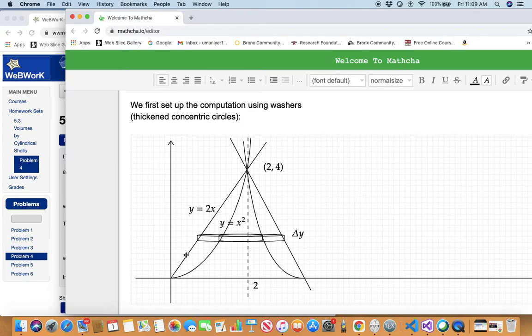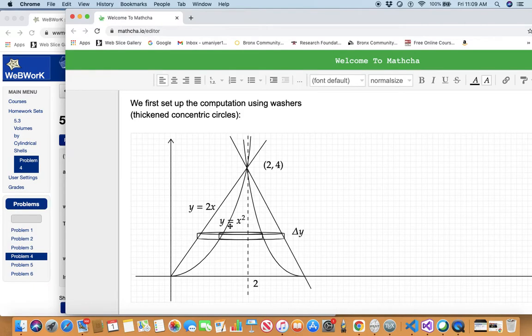y equals 2x is this line. y equals x squared is this curve, a parabola. When x is 2, using either one of these, the intersection point is (2, 4). X is 2, y coordinate is 4. So that's your intersection point. So you want to take this region between this line and this curve and rotate it about the line x equals 2.